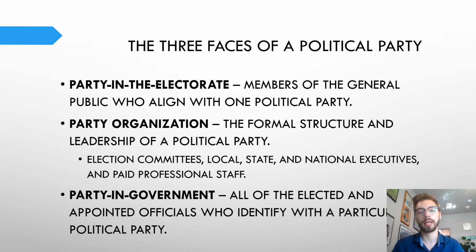There is the party and electorate. These are the members of the general public who align with one political party. We make up the party and the electorate. These are the voters. In addition to the voters, we have the party organization.